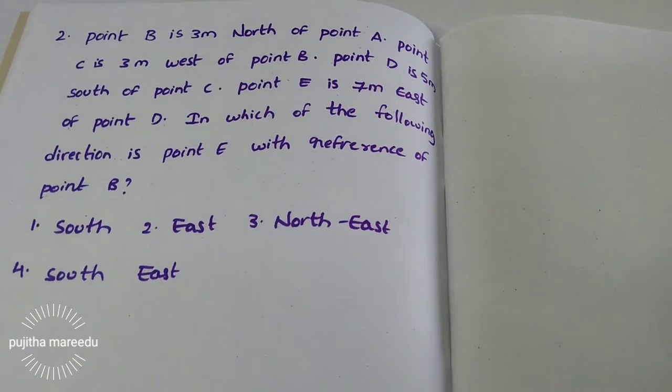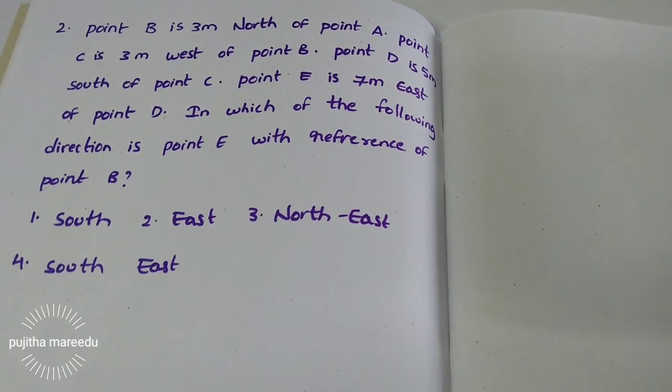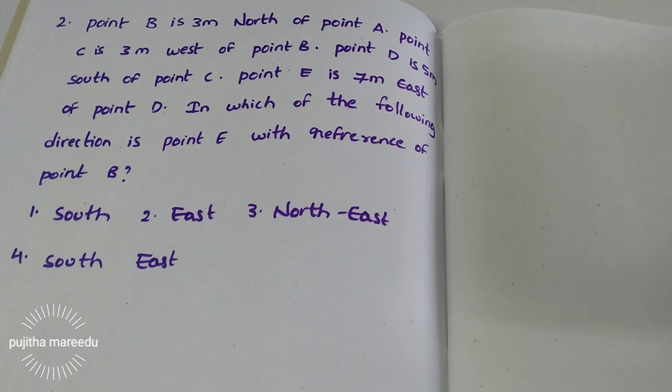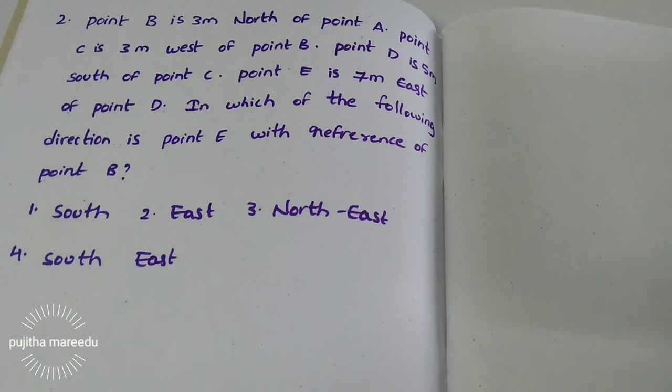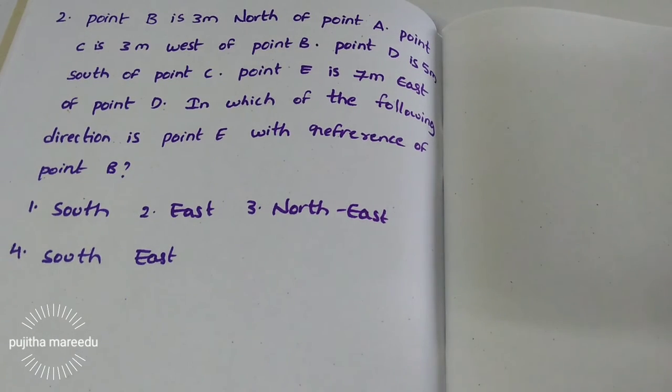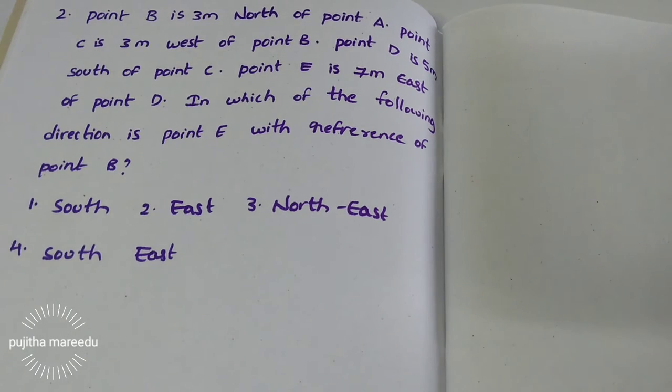Second question. Point B is 3 meters north of a point A. Point C is 3 meters west of point B. Point D is 5 meters south of point C. Point E is 7 meters east of point D. In which of the following directions is point E with reference to point B?